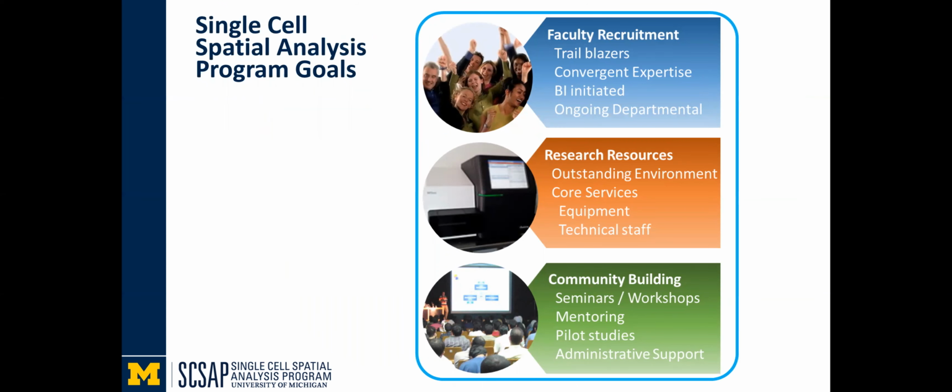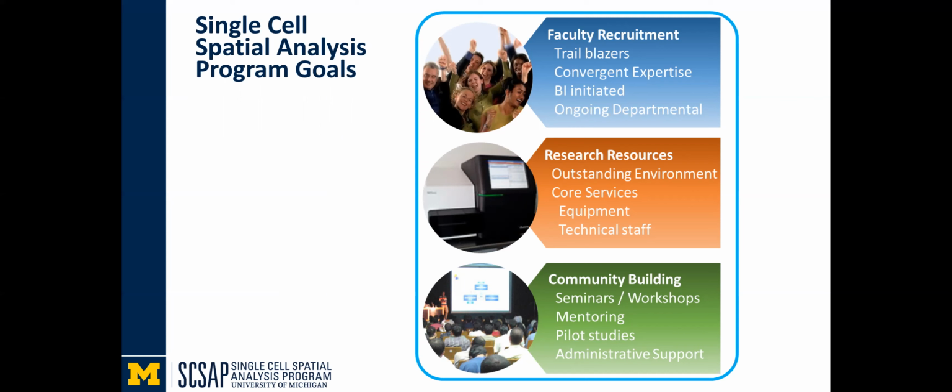Our program goals that we're moving forward on is faculty recruitment. We have 3 slots that we're going to recruit faculty. We're looking for trailblazers in the spatial analysis field to be able to bring those people in and help move Michigan forward. We're going to enhance research resources. We've already done that. We've purchased some incredible instrumentation, NanoString GeoMx, which allows for spatial analysis. We bought DNA single cell sequencing application, the Mission Bio Tapestri, and then put that in the advanced genomics course and the single cell course.